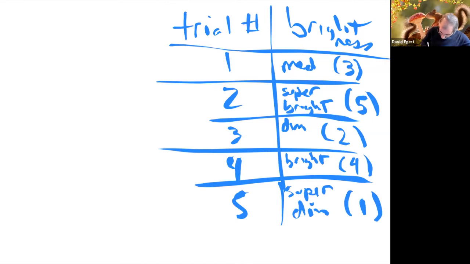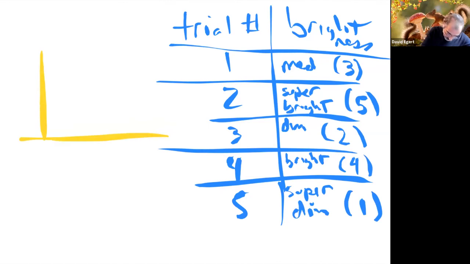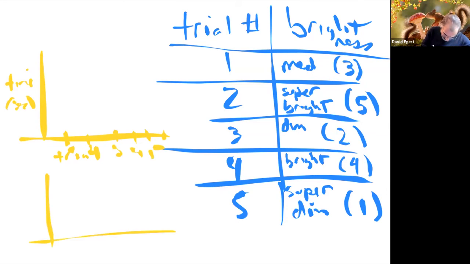And now what we can do is look at the data from 2 different viewpoints, right? We can make 2 different graphs. This is the timing of the reflex. I could do it in terms of trial number, 1, 2, 3, 4, 5. Or I can also look at the data and graph it differently: look at the time in seconds, but do it by brightness.